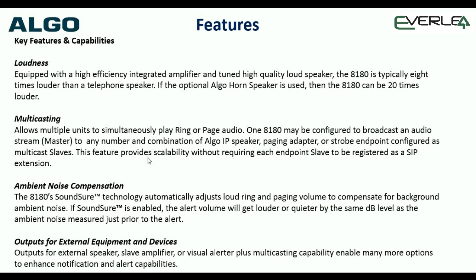Multicasting, we've talked a bit about that, so we won't go too far into that master-slave relationship. The ambient noise compensation uses SoundCare, their trademark technology. Fundamentally, an example of that would be in a quiet room like I'm in right now, if a phone call came in, it's not going to blast across noisily, it's going to tune itself to the amount of noise that's in the room, so it's softly ringing. But then I might have 20 people in this room talking really loudly, and the Algo 8180 is going to adjust the ringing so that people can hear it in regards to the noise that's out there. And we've got outputs to external equipment and devices, loudspeakers, etc.